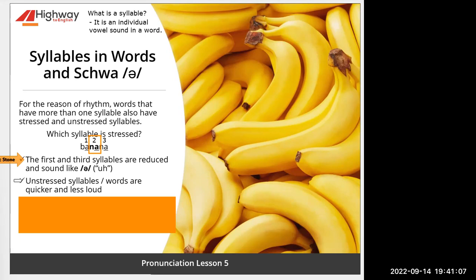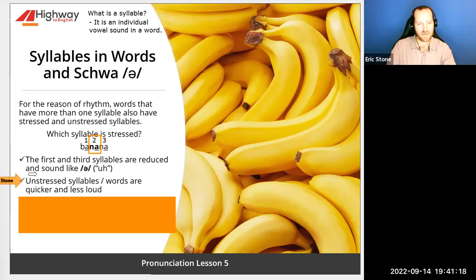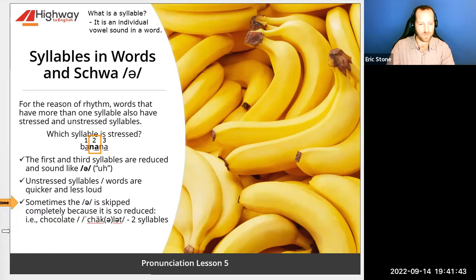Okay. Unstressed syllables, words are quicker and less loud. Exactly. So if we think about this word banana, syllable 1 and syllable 3 are quick and short. The second one in the middle is longer and higher. So we need to make our voice higher and the sound longer. Not as quick. And then read the last part here, please, Basima.